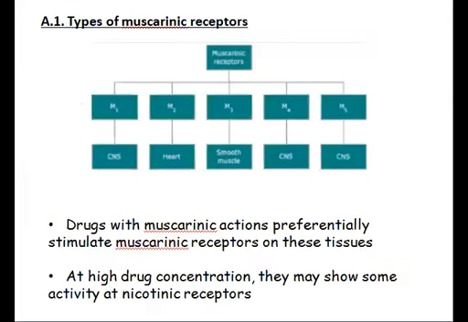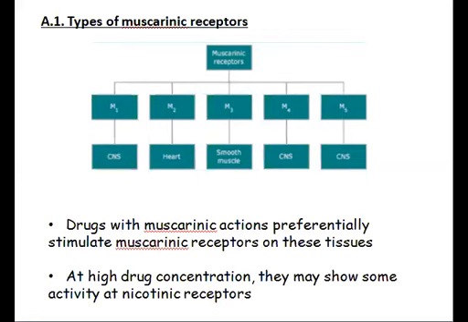There are 5 subtypes of muscarinic receptors labeled from M1 to M5. The M1, M4, and M5 are found in the central nervous system, while the M2 is mainly found at the level of the heart, and the M3 is found at the level of the smooth muscle.